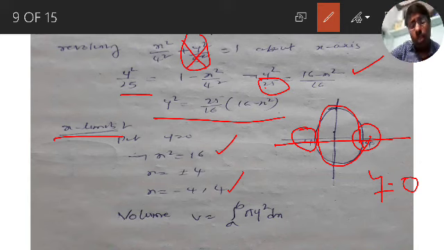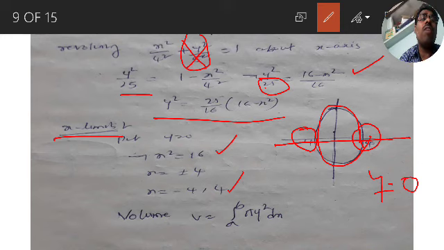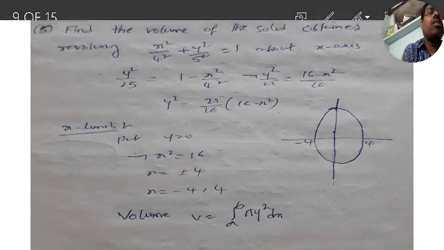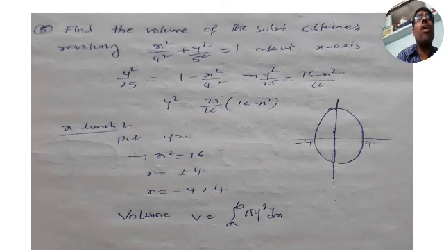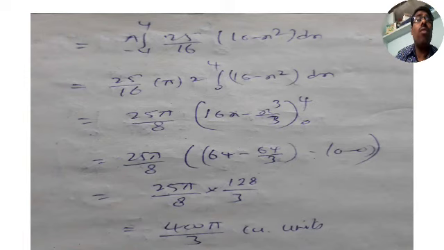Then substitute in the formula: volume V is equal to integration a to b of pi y square into dx, where a is equal to minus 4, b is equal to 4, and pi into y square. y square is 25 by 16 into 16 minus x square. So we got everything. Now substitute in the formula to find the volume of the given solid. So let me substitute. Volume is equal to pi into integration minus 4 to 4 of 25 by 16 into 16 minus x square dx.